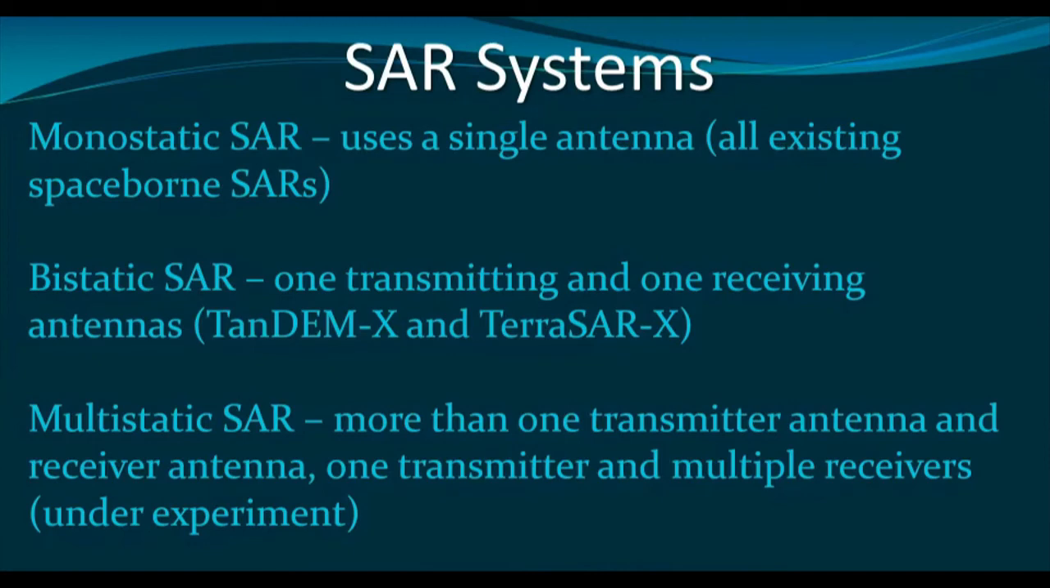Other than this, we may also have theoretically the multistatics. In multistatics, we shall have more than one transmitter and more than one receiver. So multiple transmitters will be there and also multiple receivers will be there. However, till date we do not have any sensor of this kind. This is under experiment, and in future we may get multistatic SAR data, but till date whatever the data we get, most of them are actually monostatic.